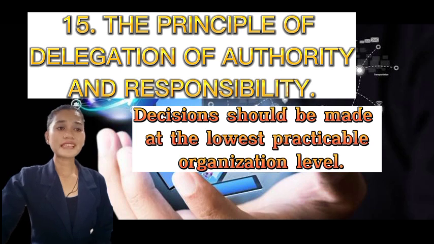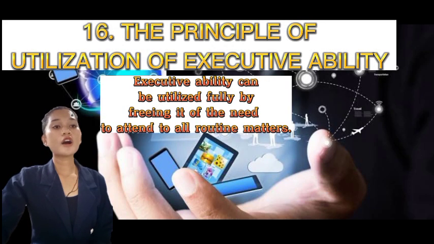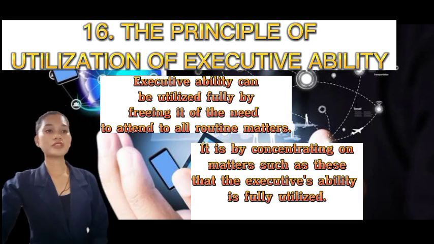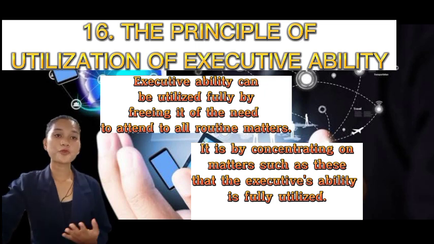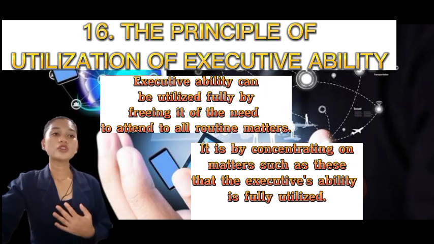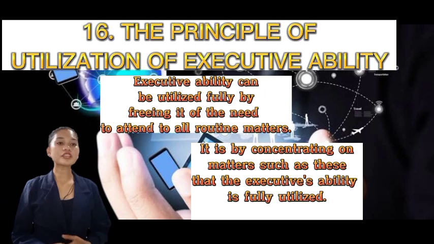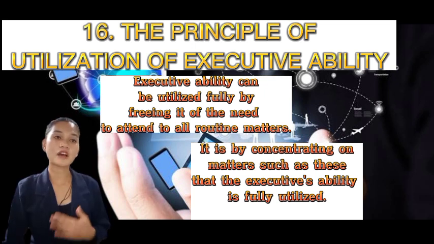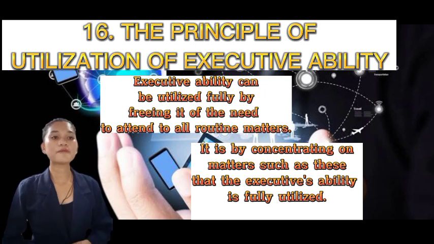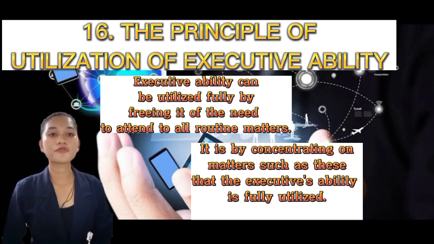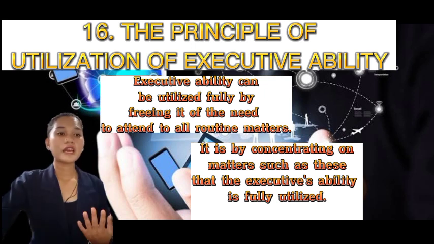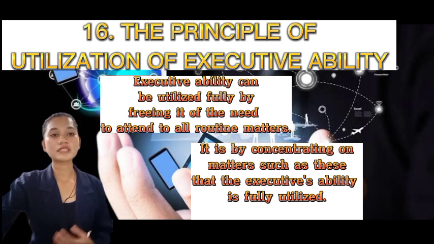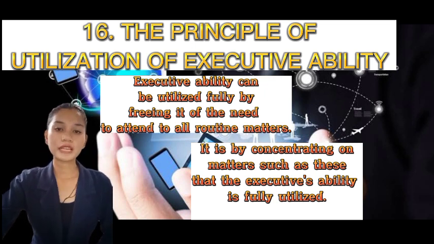And the last principle is the principle of utilization of executive ability. Executive ability can be utilized fully by freeing it of the need to attend to all routine matters. Executive talent is relieved when standards of performance are set up and definite plans are made. And the executive directs his attention only to variations that are materially good or bad. So lesser problems and routine matters must be delegated to subordinate levels rather than overburdening the executive with data. It is by concentrating on matters such as this that executive ability is fully utilized.